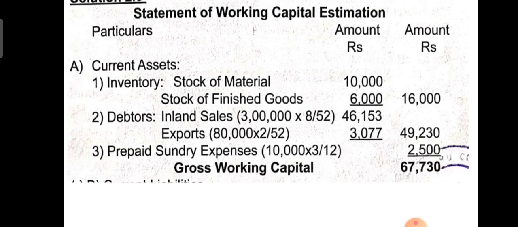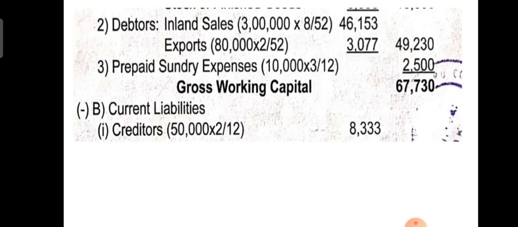That is debtors. Then prepaid expenses. Total expenses are 10,000 and they are paid quarterly in advance. A quarter means 3 months, so 3 by 12, as in a year there are 12 months. 10,000 into 3 by 12 is 2,500. Adding all the current assets, we get gross working capital as 67,730. Next we need to deduct all the current liabilities.